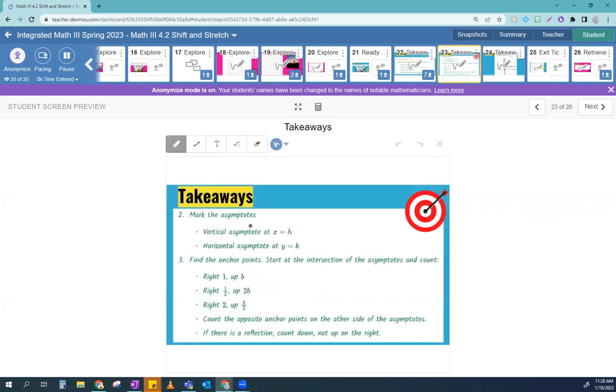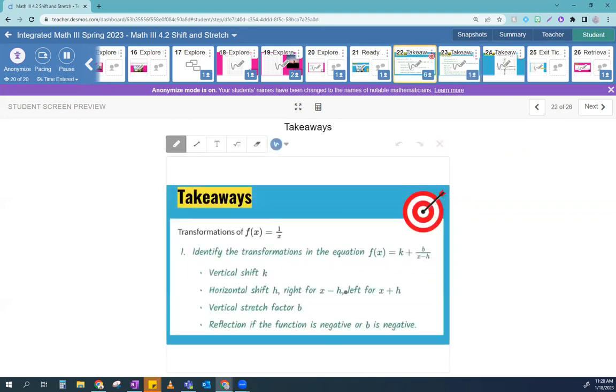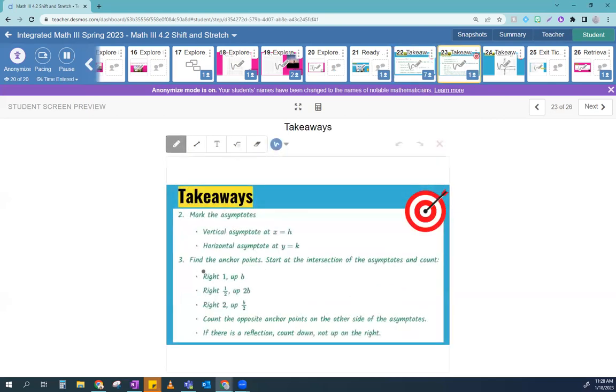Mark the asymptotes. Your vertical asymptote is always going to be at x is equal to h. So going back here, that guy tells me my vertical asymptote. This guy tells me my horizontal asymptote, right? Some of you knew that. It says find the anchor points, right? My anchor points are always going to sit to the right and to the left of my vertical asymptote.